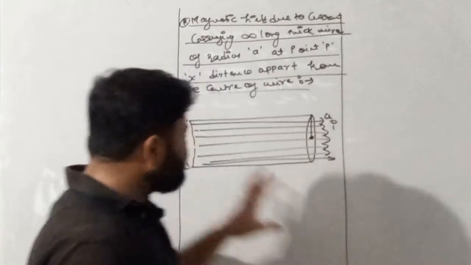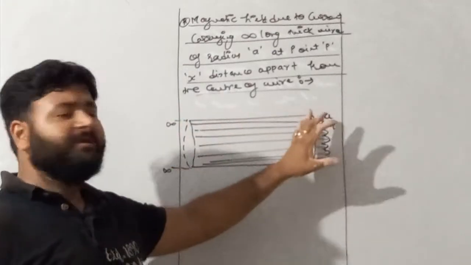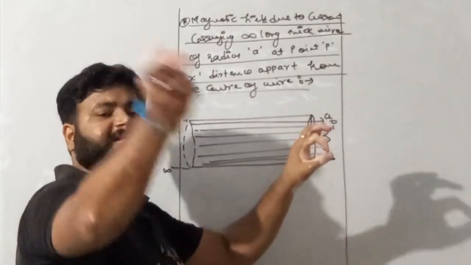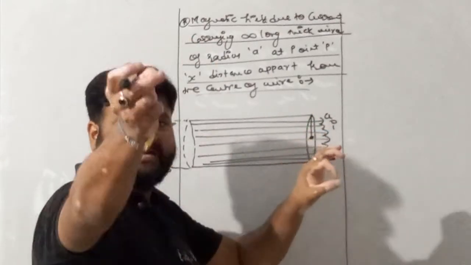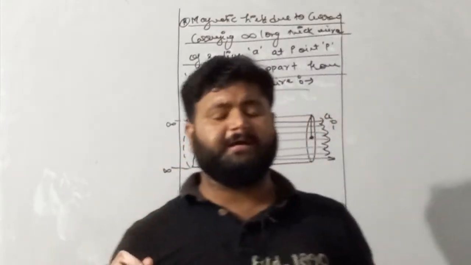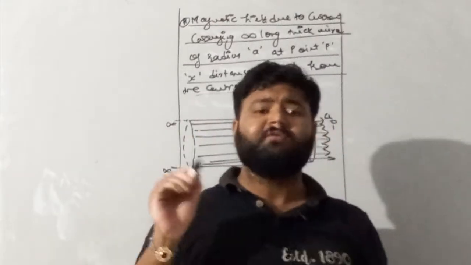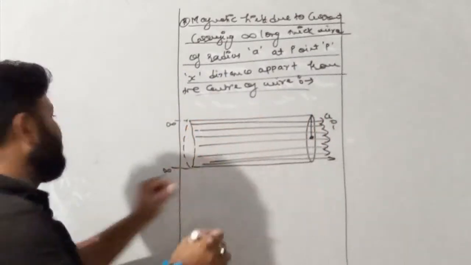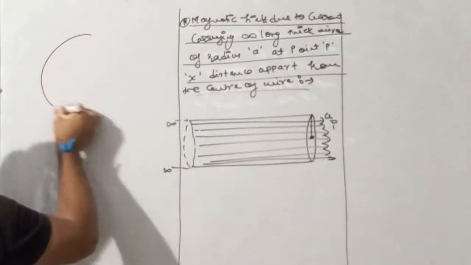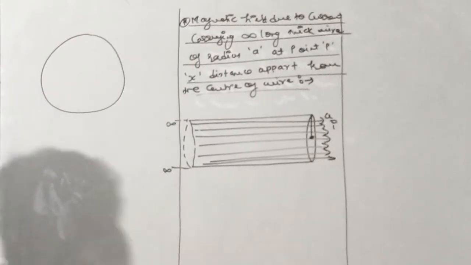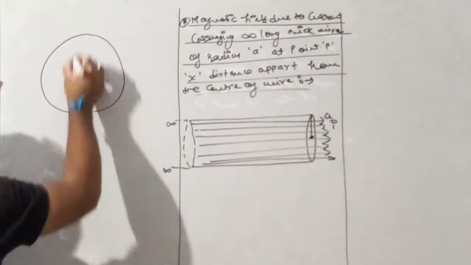So, my dear student, this is our wire of infinite length having radius A in which current I is flowing. Basically this view is the side view. If I see it from the front, then you'll see that the current comes out towards you, so I am presenting a dot for the direction of current. I am making the front view. The front view will look like this: an infinite long thick wire in which current I is flowing.